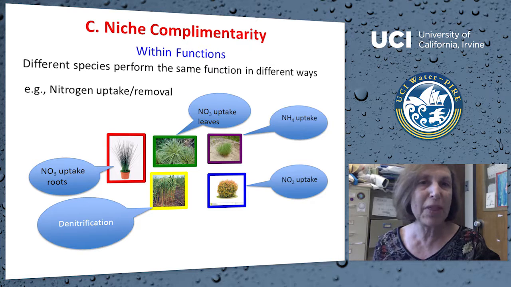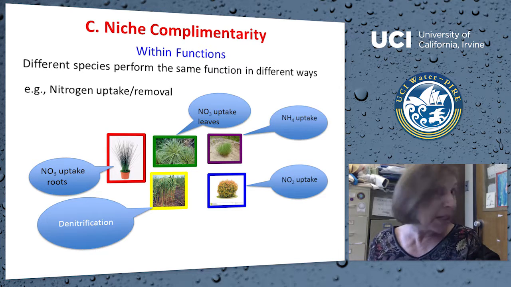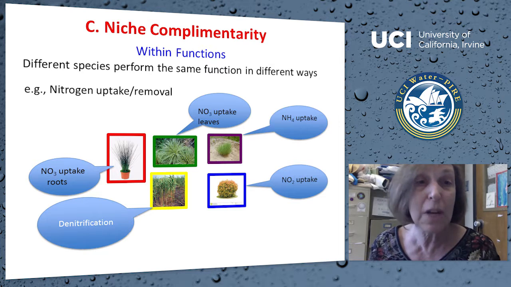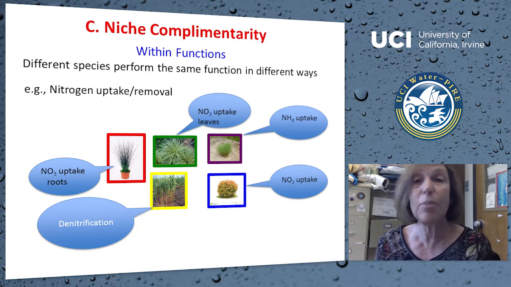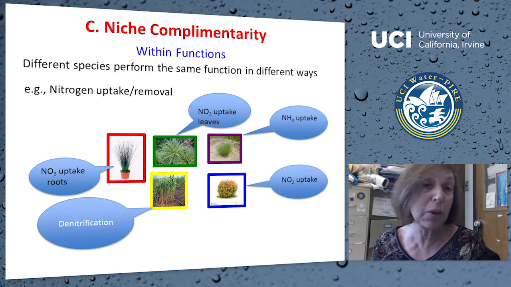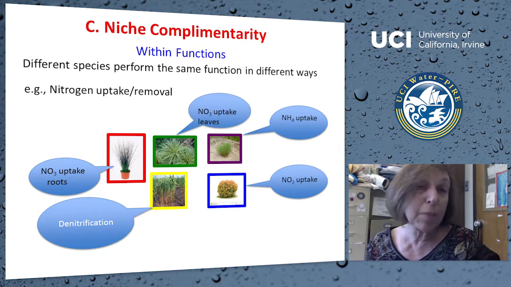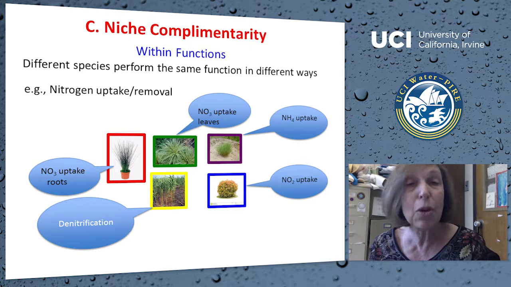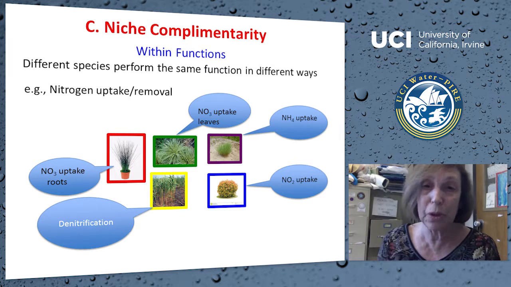Here's an example within functions. For example, if we're interested in removing nitrogen, we might find that different species take up different forms of nitrogen, or some take it up through the leaves and some take it up through the roots. And some perform denitrification. And if we have all of those species working together, we have the maximum nitrogen removal.